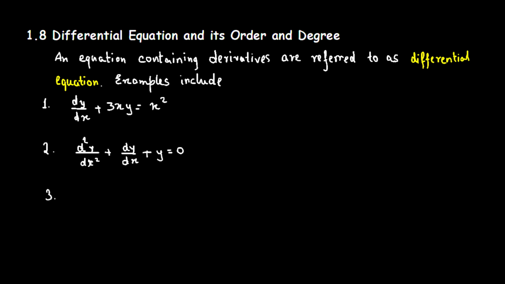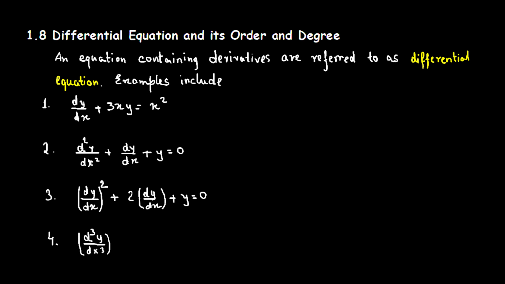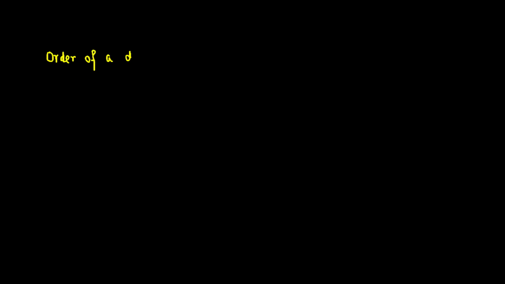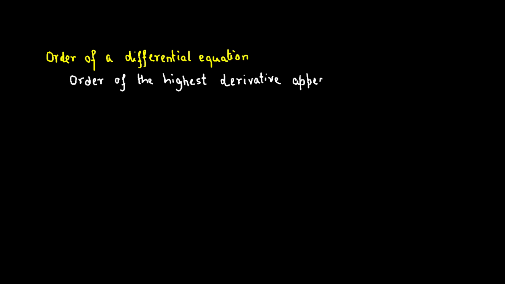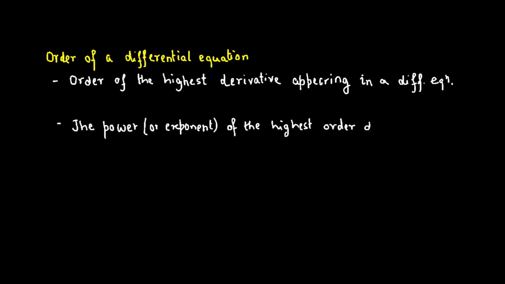Number 3. The first derivative of y with respect to x, whole squared, plus 2 times the first derivative of y with respect to x plus y is equal to 0. And number 4. The third derivative of y with respect to x, whole squared, plus the first derivative of y with respect to x, whole cubed, plus y is equal to 0. The order is the order of the highest derivative appearing in a differential equation. The power or exponent of the highest order derivative gives the degree.